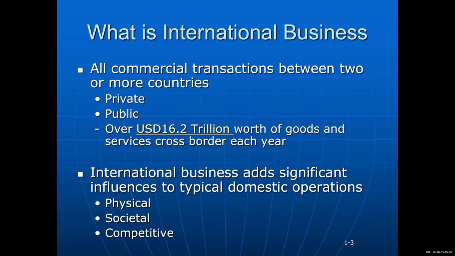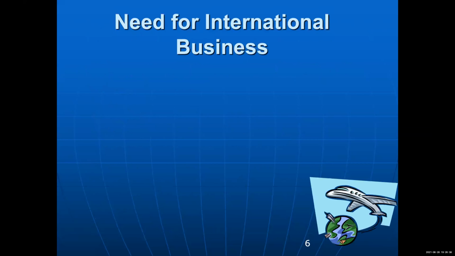International business adds significant influence to typical domestic operations. When an international business enters a country, several things might happen to domestic competitors. It could run them out of business. It could increase competition and cause local businesses to become better at what they do. It could buy out a local company. There's also gentrification, where companies go into an area, increase the property value, and ordinary persons can no longer afford to live there. We're going to look at some of those things.